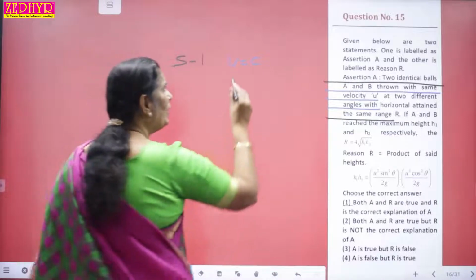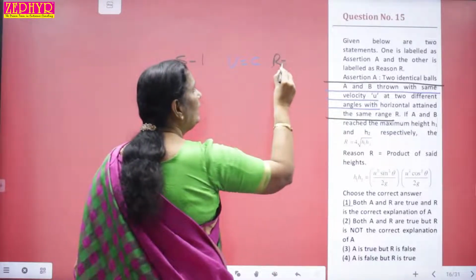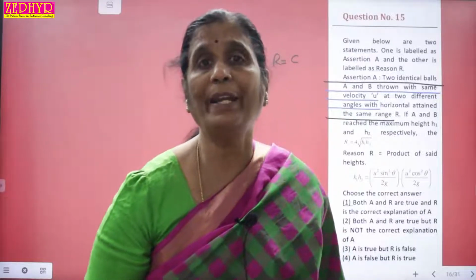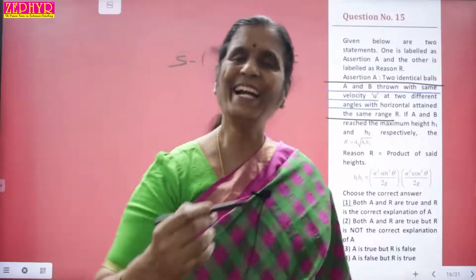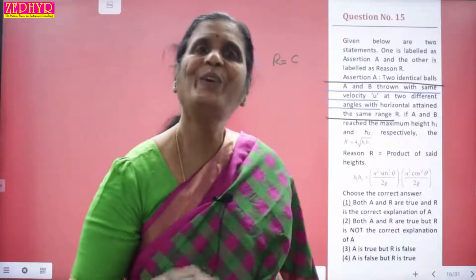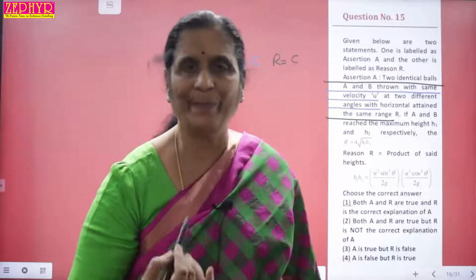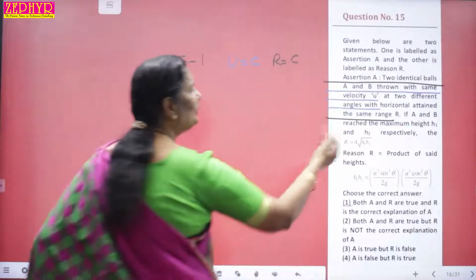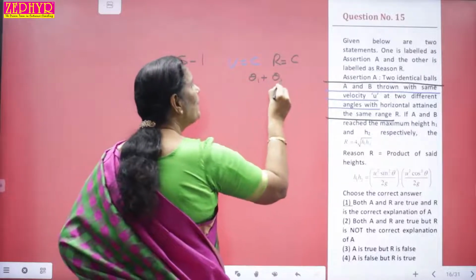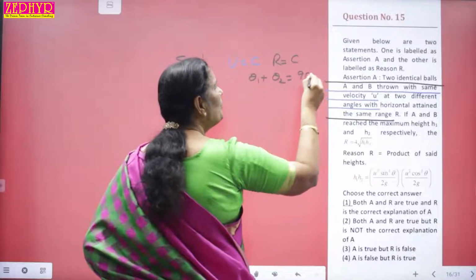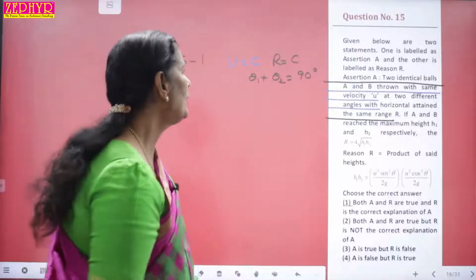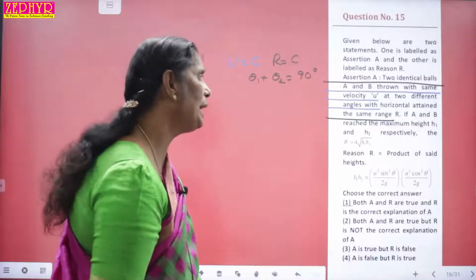Very good topic. Initial velocity is same, range is also same, then definitely the angles must be complementary to each other. U same, R same, complementary angles. So definitely the angles must be complementary to each other. What is meant by complementary angles? Sum should always be equal to 90 degrees. So theta 1 plus theta 2 will be equal to 90 degrees.